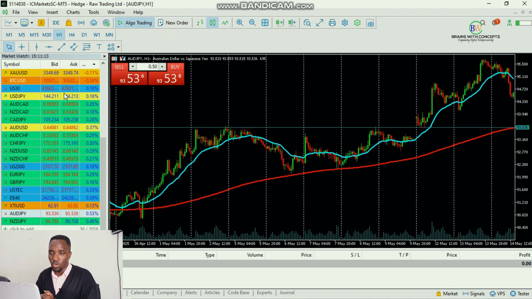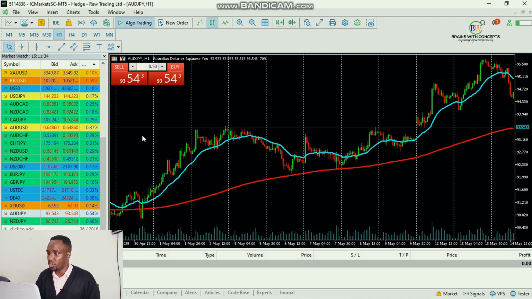This strategy, we are going to use it on any time frame. So whether you are a scalper or a day trader or a seasoned trader who is a position trader or a swing trader, this strategy is perfect for you because you can use it on any time frame. For our illustration purposes, we'll be using the 1 hour time frame as well as the 4 hour trading time frame.